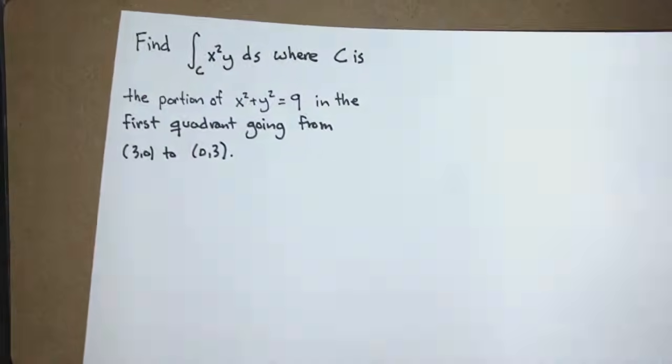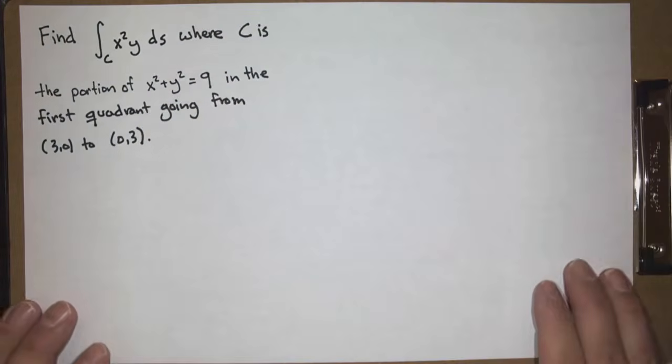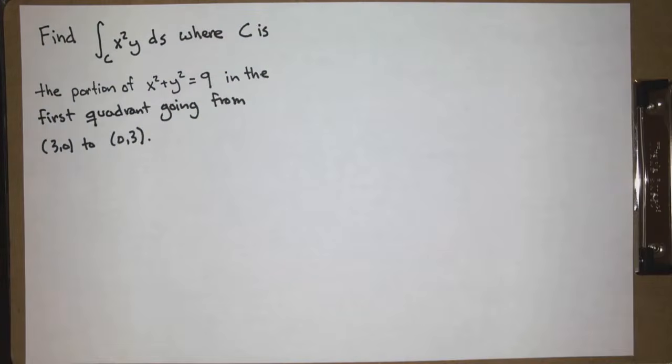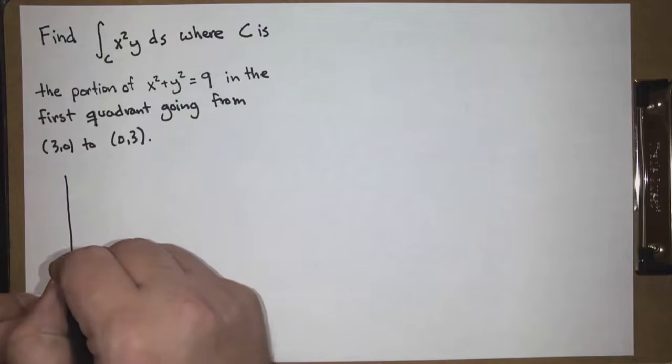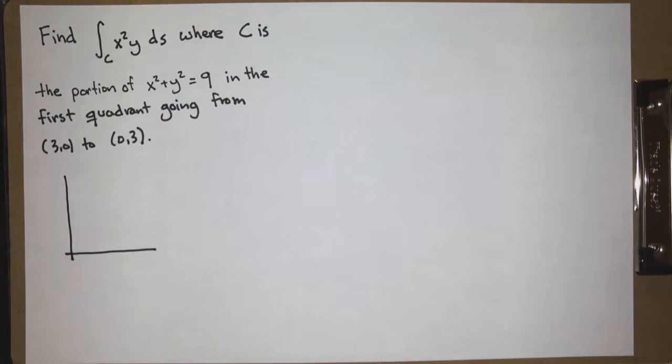Okay, so let's try an example then. Find the integral along the curve of x squared y ds, where C is the portion of x squared plus y squared equals 9 in the first quadrant, going from the point (3, 0) to the point (0, 3). Now, x squared plus y squared equals 9, what is that? It's a circle of radius 3.